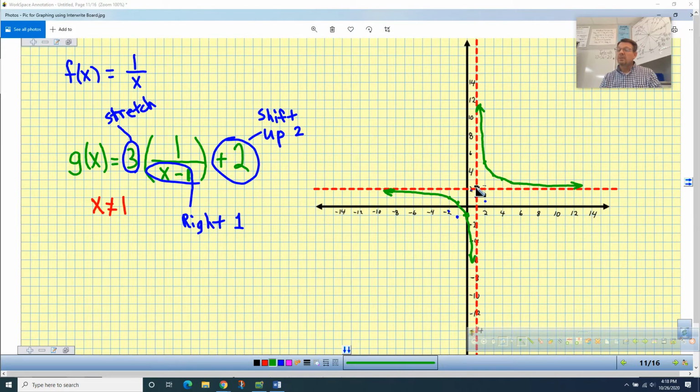How many points? Well, enough points until you get the right kind of shape, because you want to make sure you get the turn in the right spot.